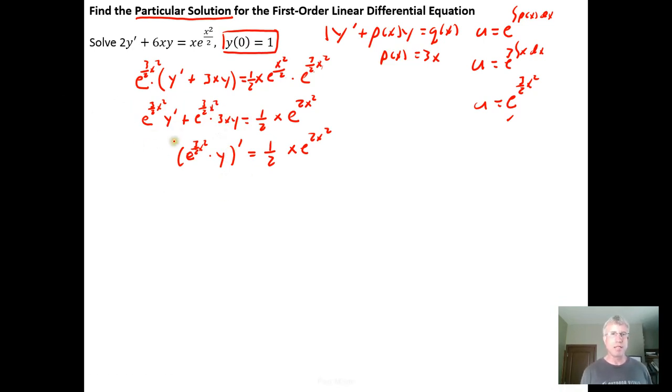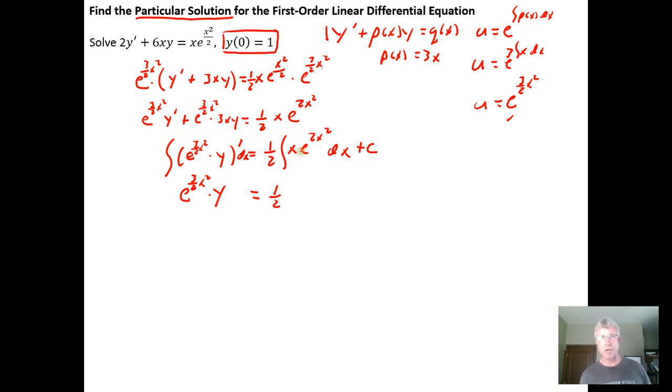And now I'm ready to integrate both sides. I'm going to integrate the derivative so that they cancel. And I'm going to do it with respect to x, so this is a dx. So on the left hand side, we're just going to get e to the 3/2 x squared times y, because the integration cancels the differentiation for me. And then plus, because I'm integrating, I'm going to get a constant of integration. I could probably wait to the next line to do it, but I prefer to do it on this line. And on this side, I'm going to get a half times the integral of x e to the 2x squared.